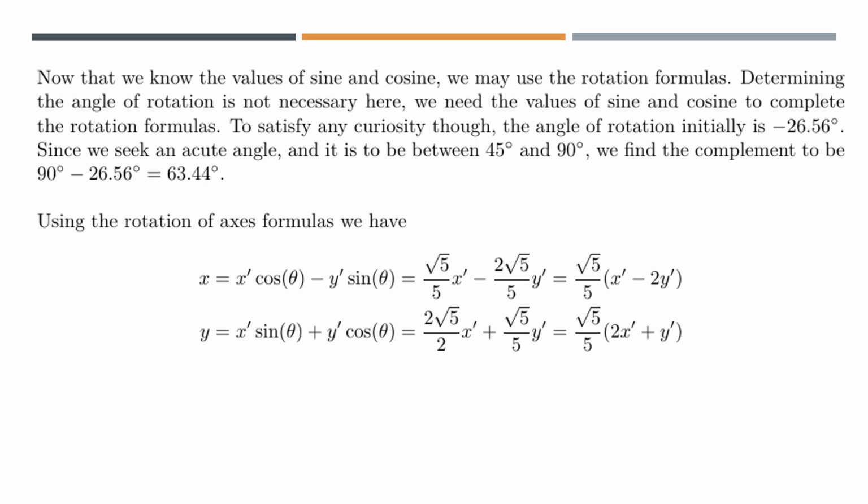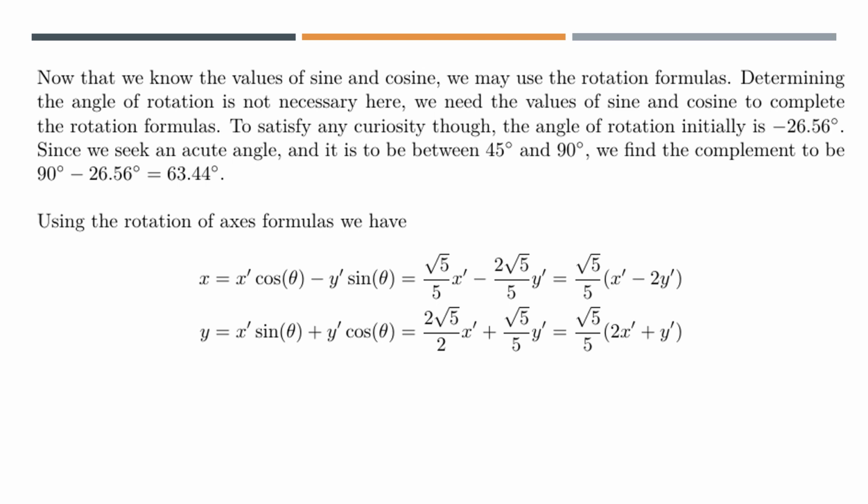So now that we have the values of sine and cosine, we can use the rotation formulas with those values involved. Determining the specific angle of rotation is not necessary here, since we need the values of sine and cosine to complete the rotation formulas. But to satisfy curiosity, the initial angle of rotation would be approximately negative 26.56 degrees. We're going to seek that acute angle between 45 and 90 degrees. We find the complement: 90 plus negative 26.56 is approximately 63.44 degrees. So that's the angle of rotation. But the work that we did previously helps us mathematically without having to approximate these angles.